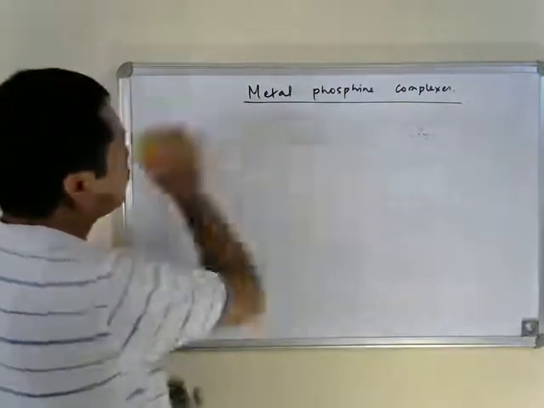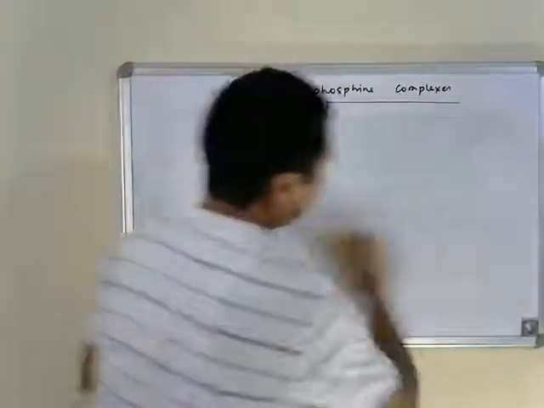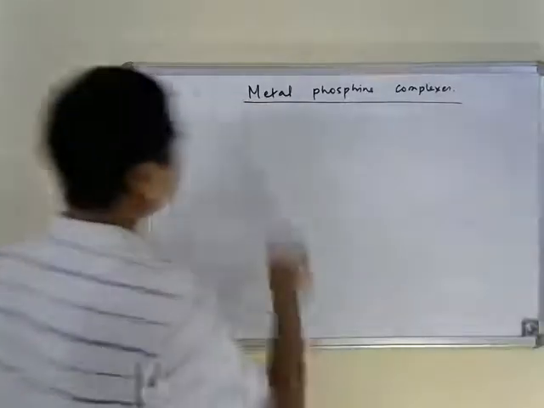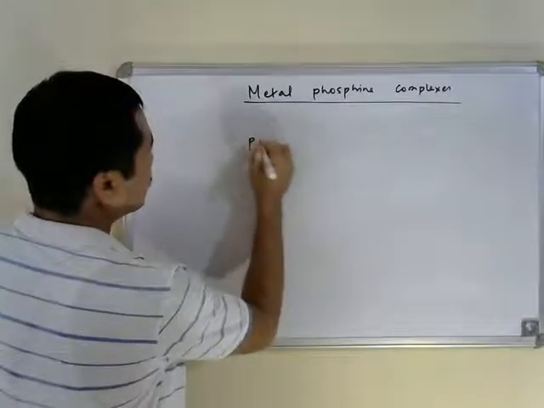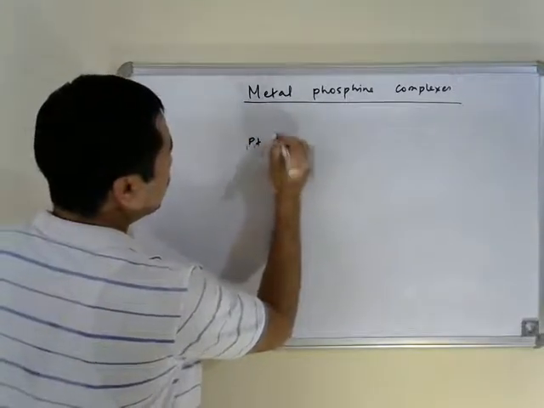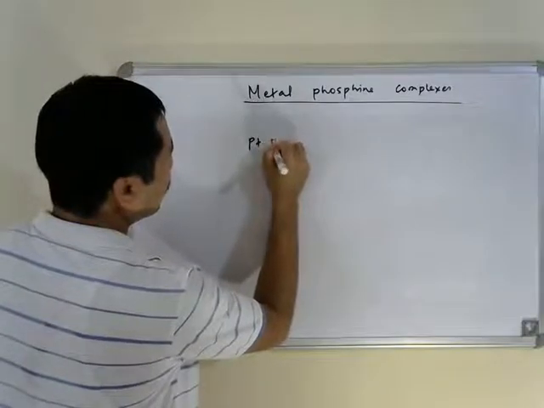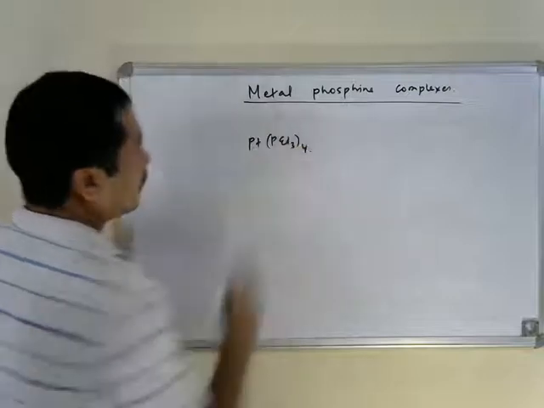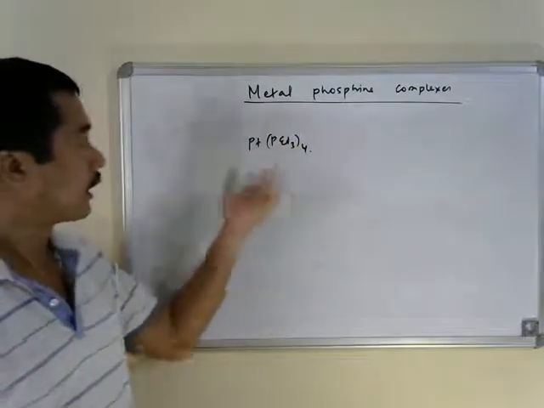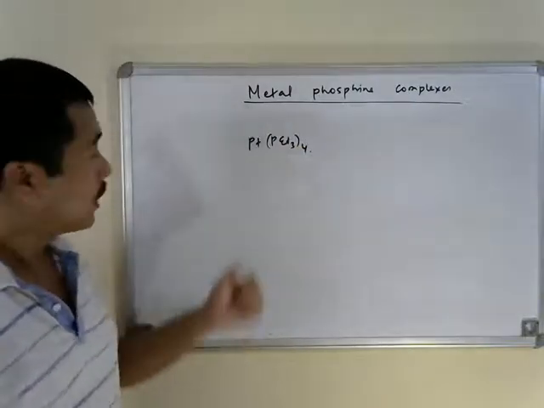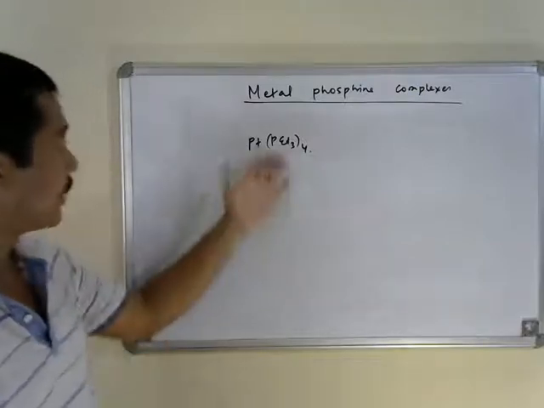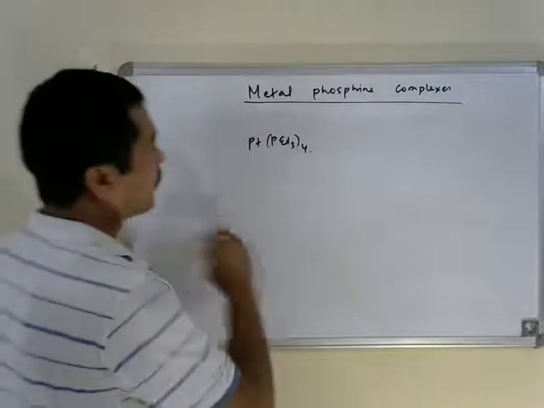So another example where we see the relevance of the steric effect in metal phosphine complexes is that if you use less bulky phosphine ligands, say triethyl phosphine, then you can prepare 18 valence electron complexes like this here. You can prepare 18 valence electron platinum phosphine complexes where there are 4 phosphine ligands.